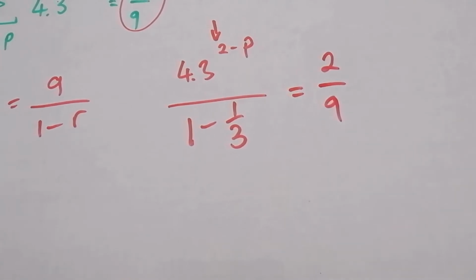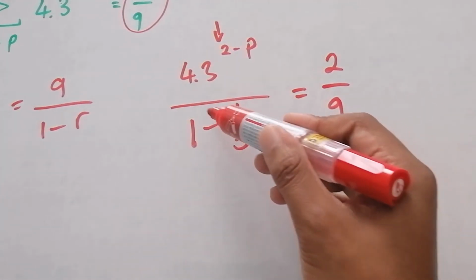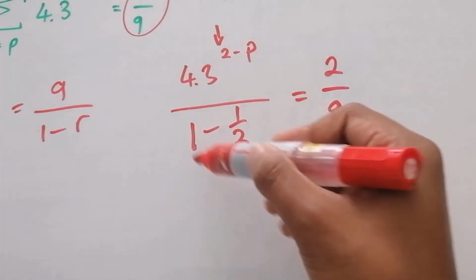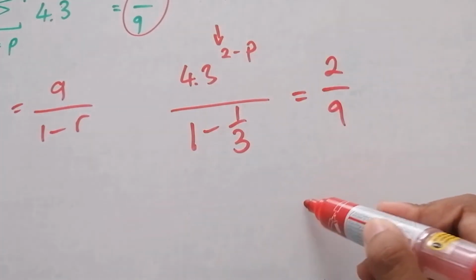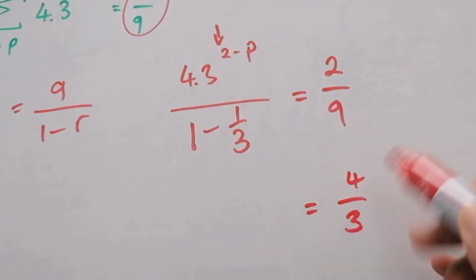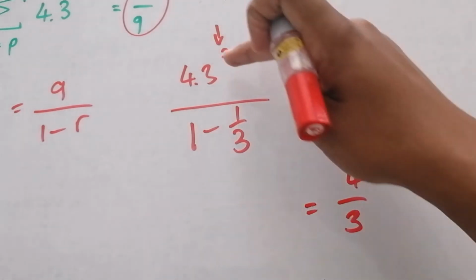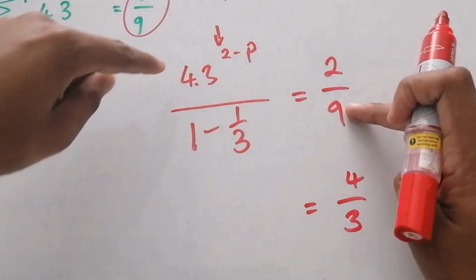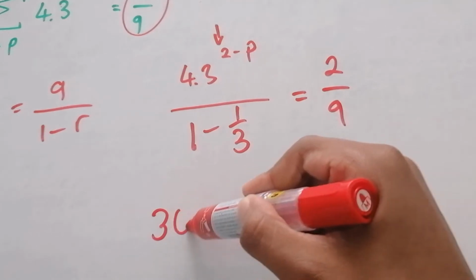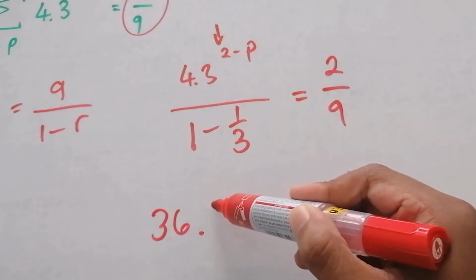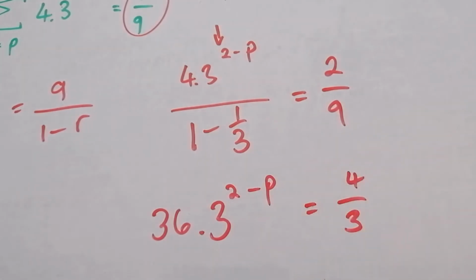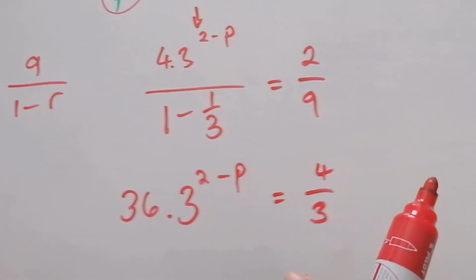And we can do that by first adding this, so that gives me 2 over 3, and then I cross multiply. And so 2 over 3 times this 2 should give me 4 over 3, right? And then I'm going to multiply this 9 by that expression there. So the 9 times the 4 gives me 36. And then we still are multiplying this by the 3 to the power of 2 minus p. Okay, and we'll go further to solve this.